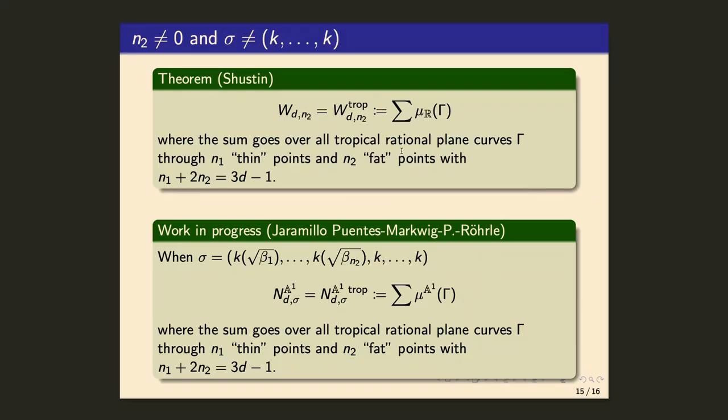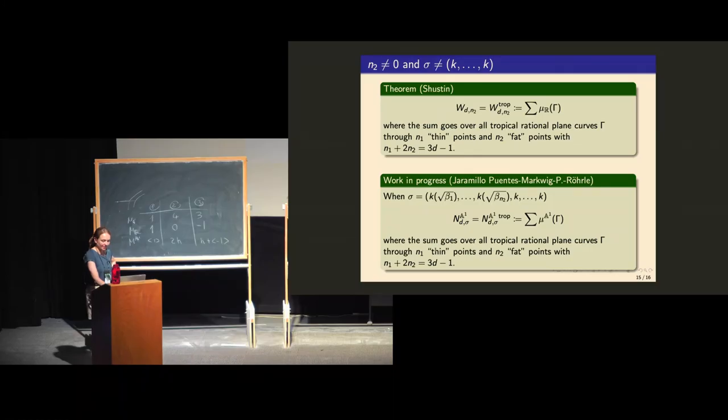And now we figured out how to do the same over K when sigma, this list of field extensions, only consists of quadratic field extensions and trivial field extensions. Then we can also compute this N^{A1}_{d,sigma} tropically, where we also consider these tropical rational plane curves, which look really ugly and go through thin and fat points. So here's work in progress. Our approach here also should work for more general sigma, but I have an example to show you how hard this actually is and why we haven't done this yet.